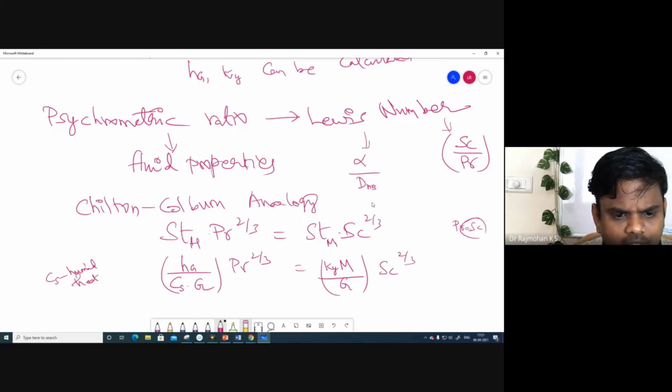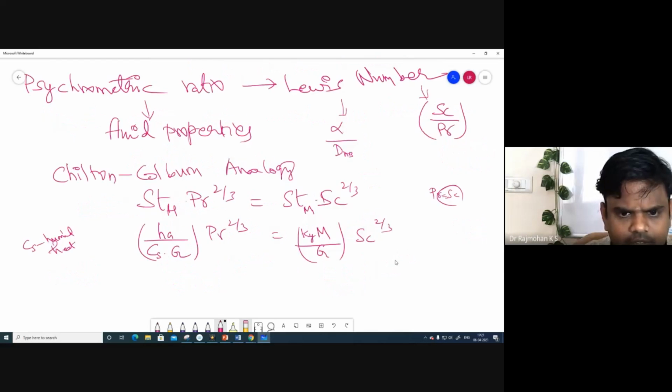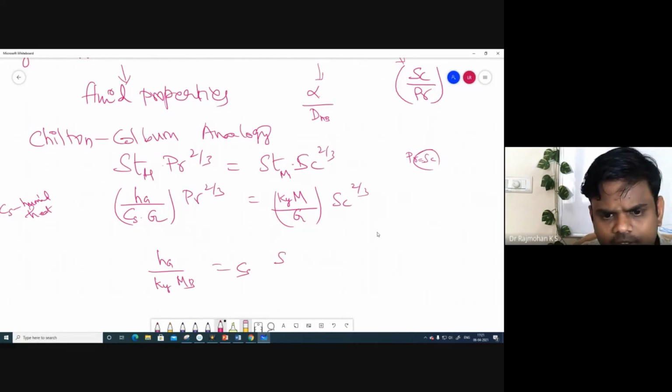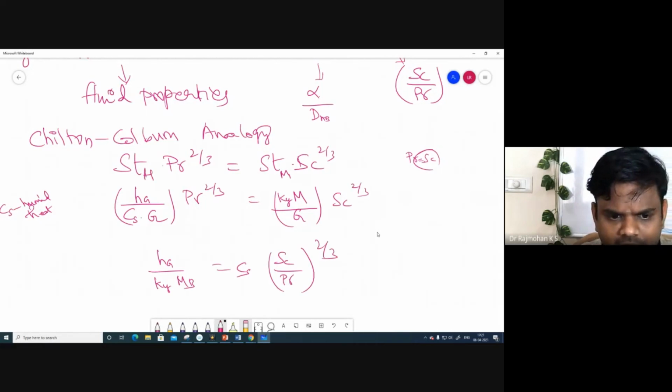We have the expression for humid heat. G refers to the gas flow rate. So in this, again, Hg by ky mb is equal to Cs into Schmidt number by Prandtl number power 2 by 3. This can be rearranged. If we rearrange this, taking the Prandtl number to the right hand side, the G gets cancelled. So we have Hg by ky mb, because it is for gas, we write with mb.